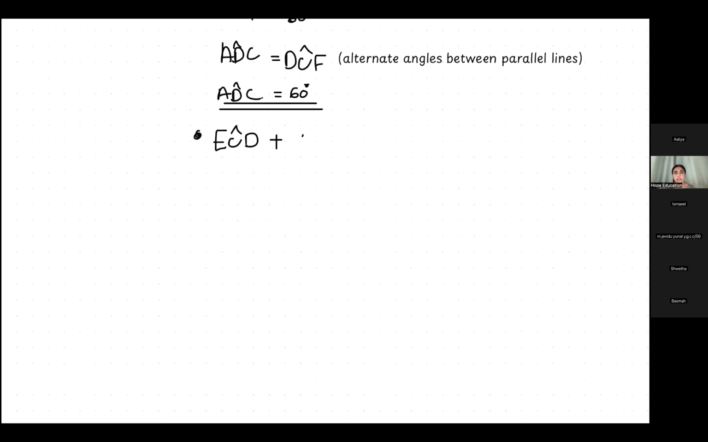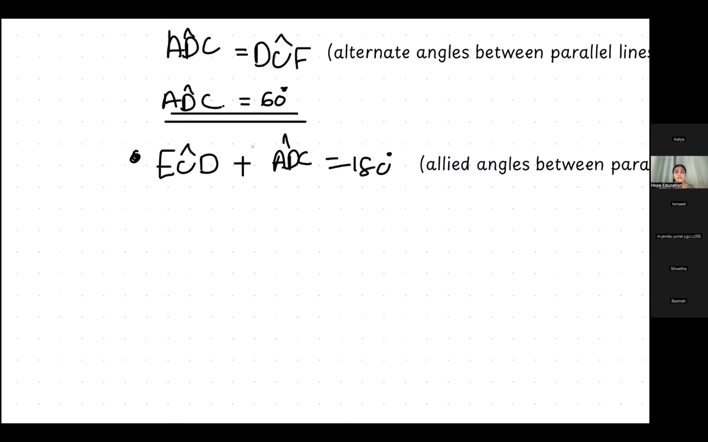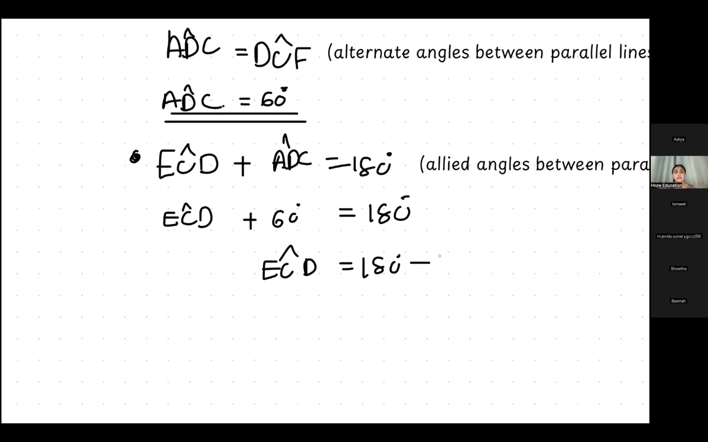ADC equals 180 degrees. Why? Allied angles between parallel lines. Now ADC, I already know that is 60 degrees, equals 180. Therefore, ECD equals 180 minus 60 degrees. So ECD would be 120 degrees. Is this clear to you?